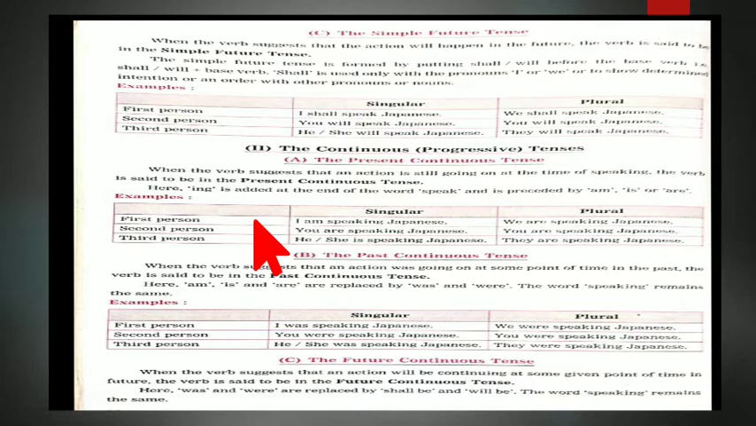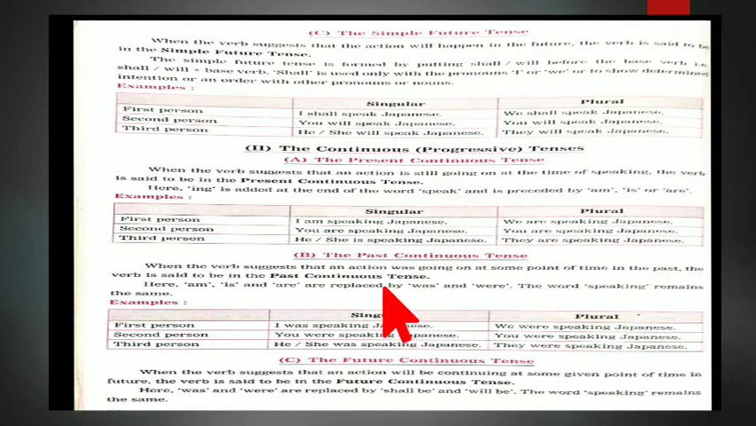Now what is the meaning of this? Ing is a verb form. Ing is used whenever it is in the continuous form or the progressive form. If you look at the example, first person: I am speaking Japanese, we are speaking Japanese. Then second person: you are speaking Japanese; the plural form also remains as it is, you are speaking Japanese. Third person: he or she is speaking Japanese, they are speaking Japanese.